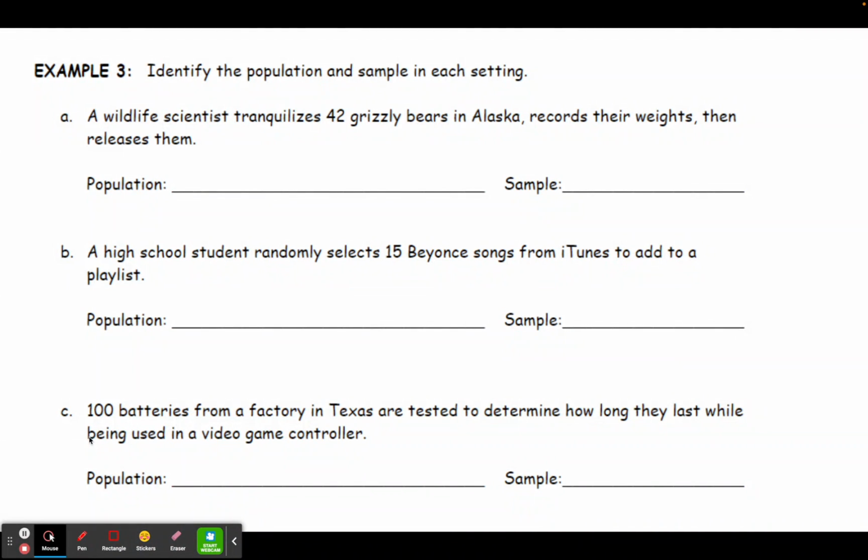Finally, in example 3, we're going to identify the population and the sample in each setting. Letter A, a wildlife scientist tranquilizes 42 grizzly bears in Alaska, records their weights, and then releases them. Here, the scientist is sampling 42 grizzly bears. And we're imagining here that they're doing that because they want to use the weights of those 42 bears to try to estimate what all the bears weigh in Alaska. And of course, it's not possible to catch and weigh all the bears in the state of Alaska. So our population would be all the grizzly bears in Alaska.